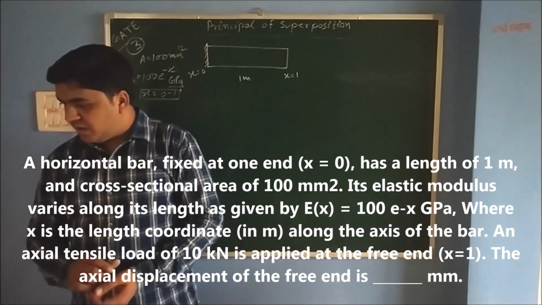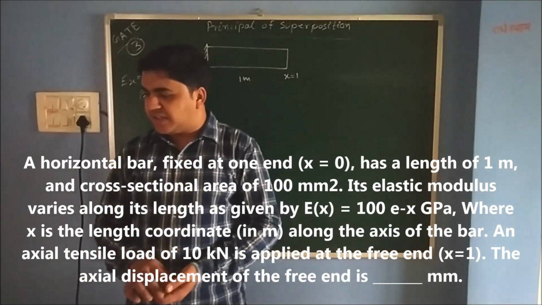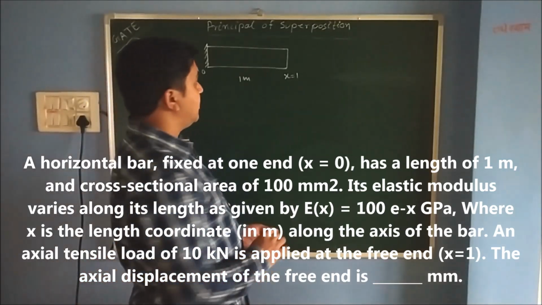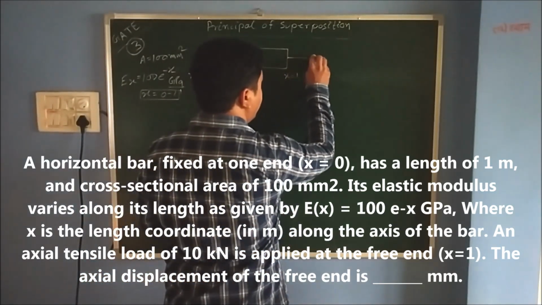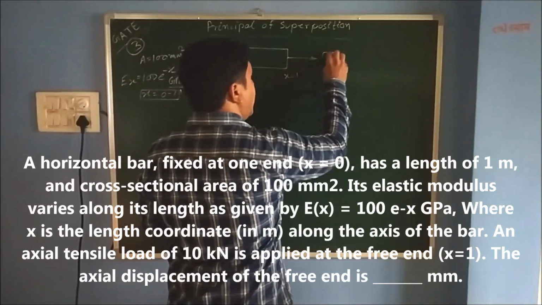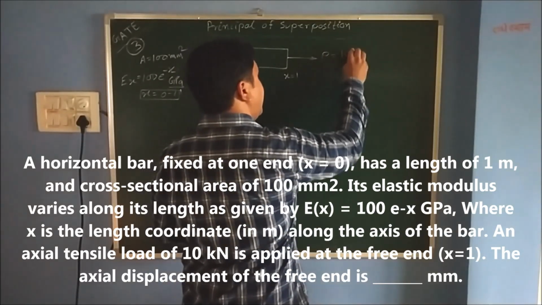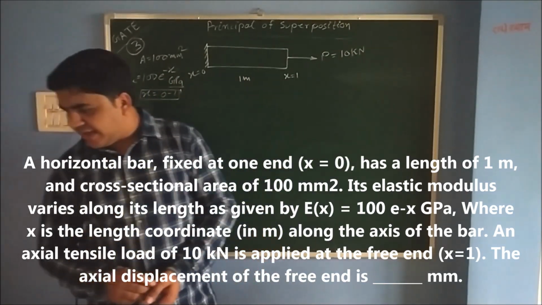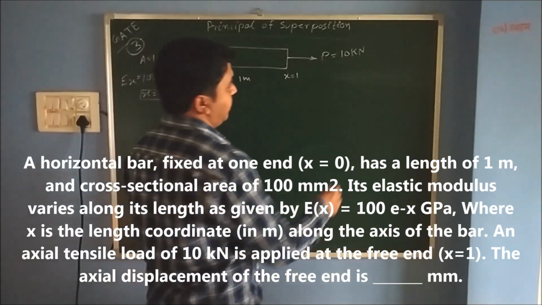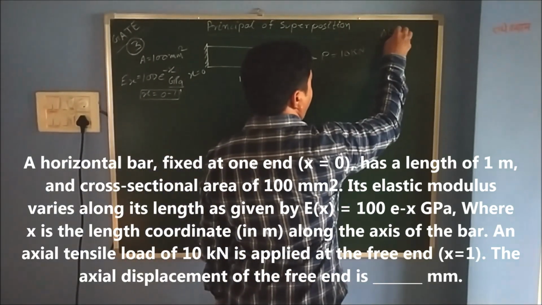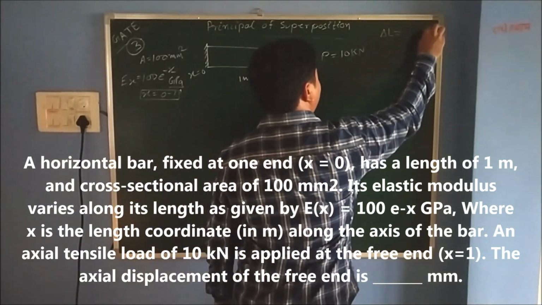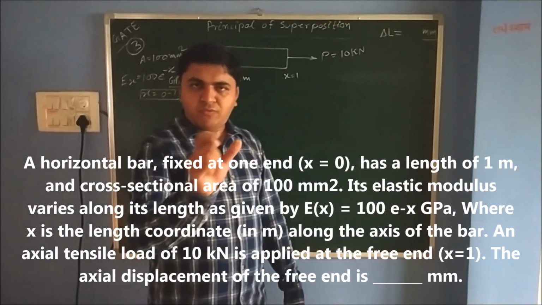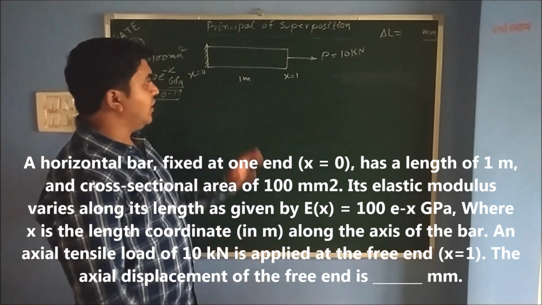Where x is the coordinate, the axial tensile load of 10 kN is applied at the free end. So here you have applied the tensile load of 10 kN. The axial displacement of the free end is in mm. Means you are supposed to find out the delta L of the bar, and that value should be in mm. So it is fill in the blanks, so whatever correct answer you get, you have to fill it in. So let's see this problem.